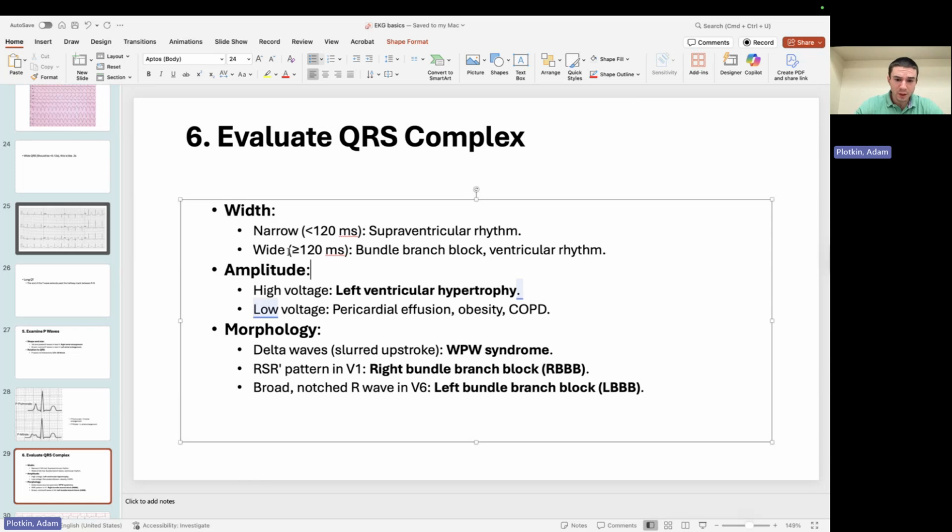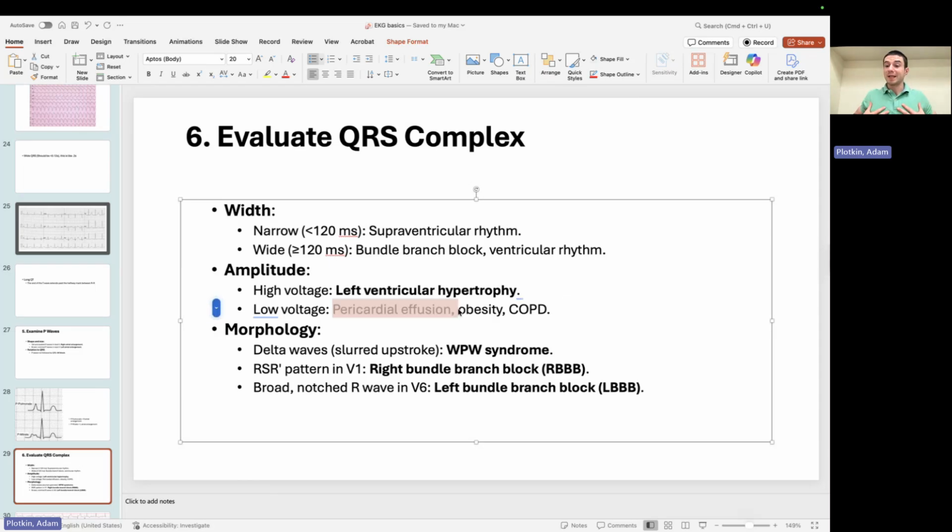Okay. Then we look at the amplitude. If we have high amplitude, we might have left ventricular hypertrophy. We might even have right ventricular hypertrophy. Left ventricular hypertrophy is going to be a really high yield one to recognize. And then with low voltage, we might have an effusion around the heart.